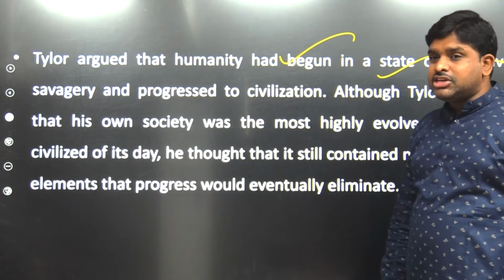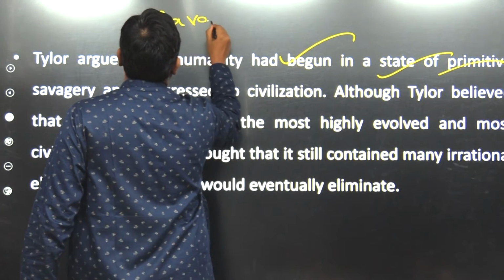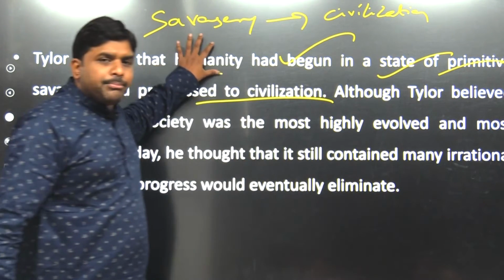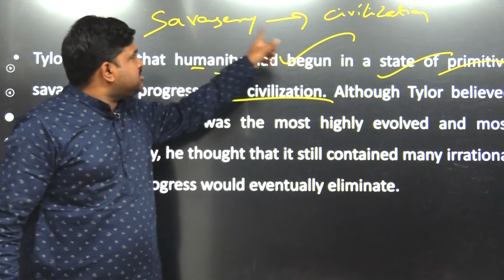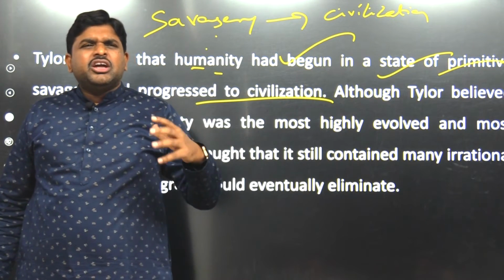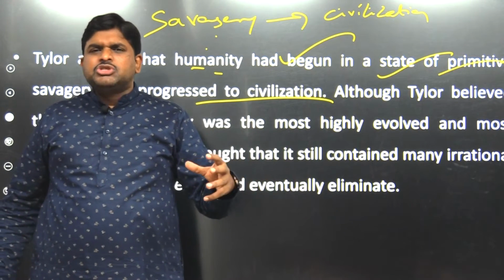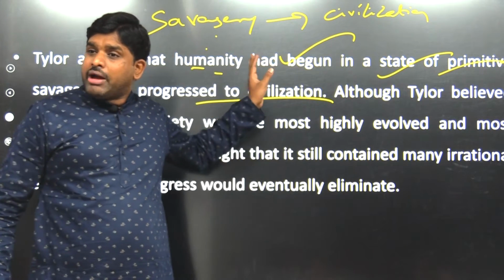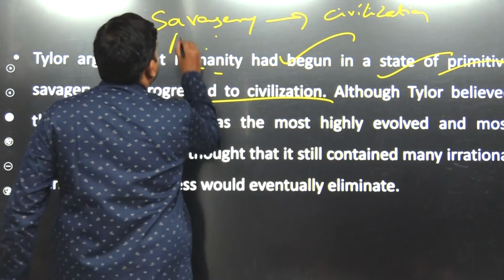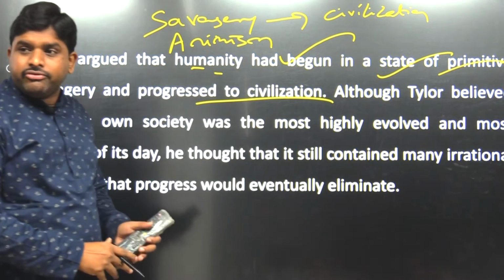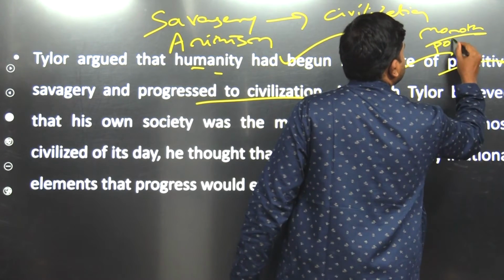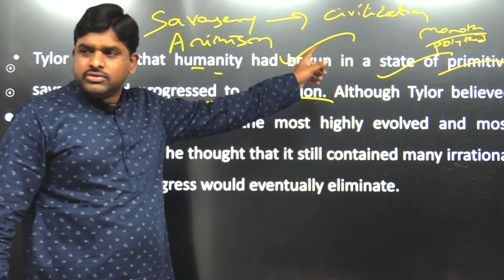Humanity had begun in a state of primitive savagery and progressed to civilization. So he told that mankind had started from savagery to barbarism to civilization. When man was in savagery, a naked man, he didn't have any culture or way of living, he was very ruthless like an animal. So humanity evolved from savagery to civilization. In the savagery time, what form of religion did he believe? Animism. And when man reached civilization, he told monotheism and polytheism are the religions followed in the time of civilization.